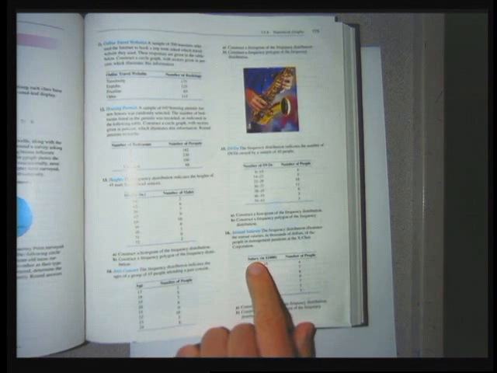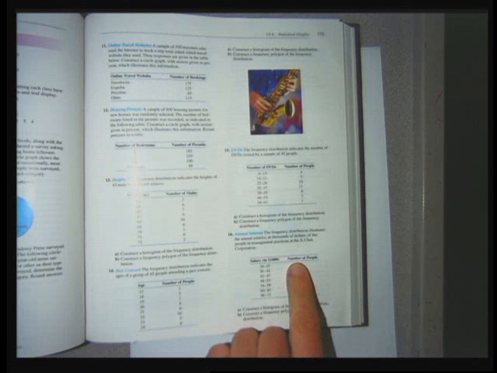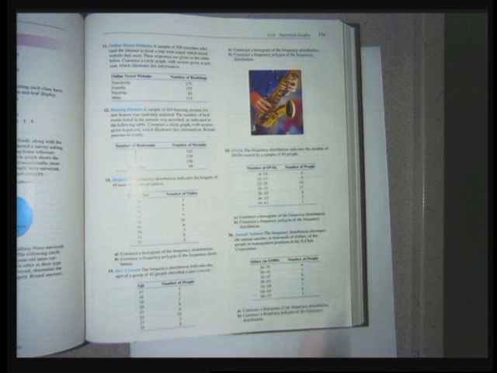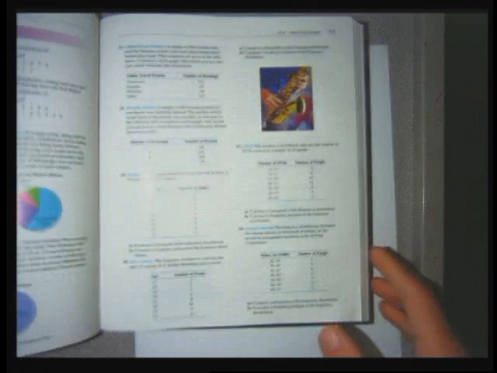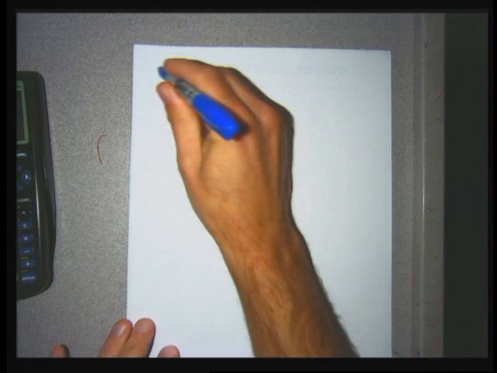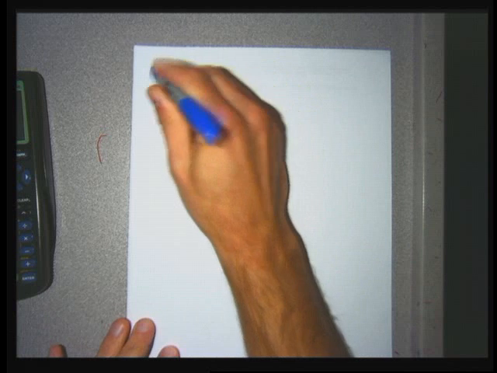When I make my histogram and my polygon, on the bottom I'm going to write salary. On the left-hand side I'm going to write number of people. And then I'm going to do something slightly inconsistent with our author, but an inconsistency that I think is okay. So I'm just going to copy the table from problem 16.